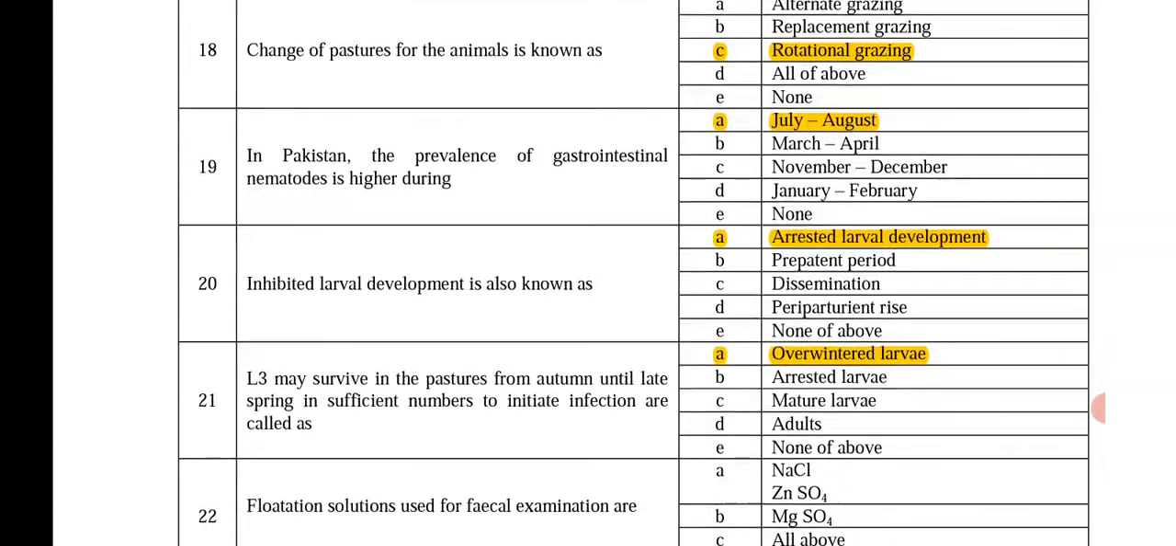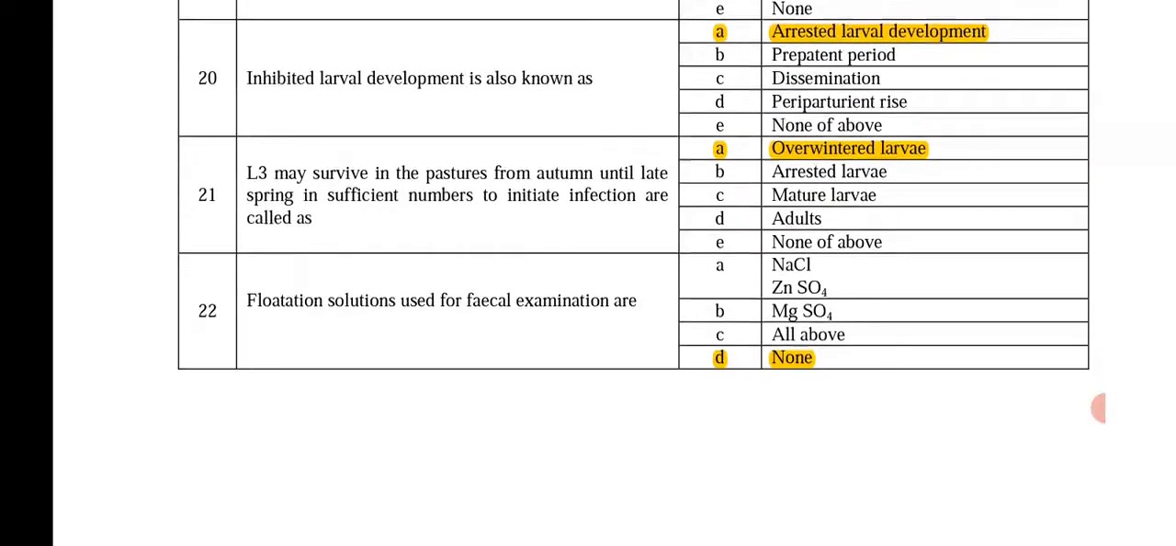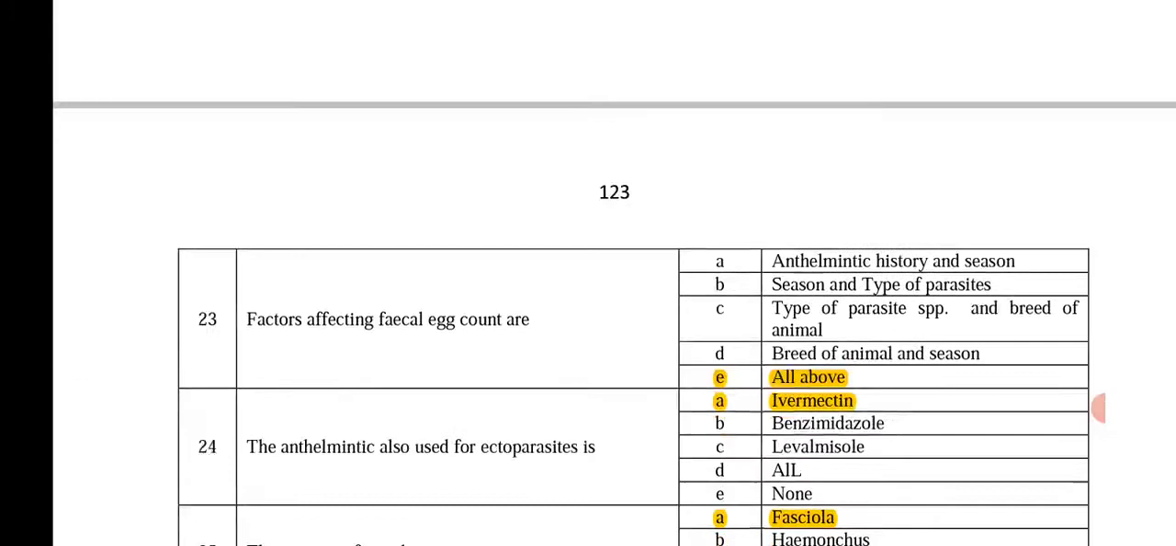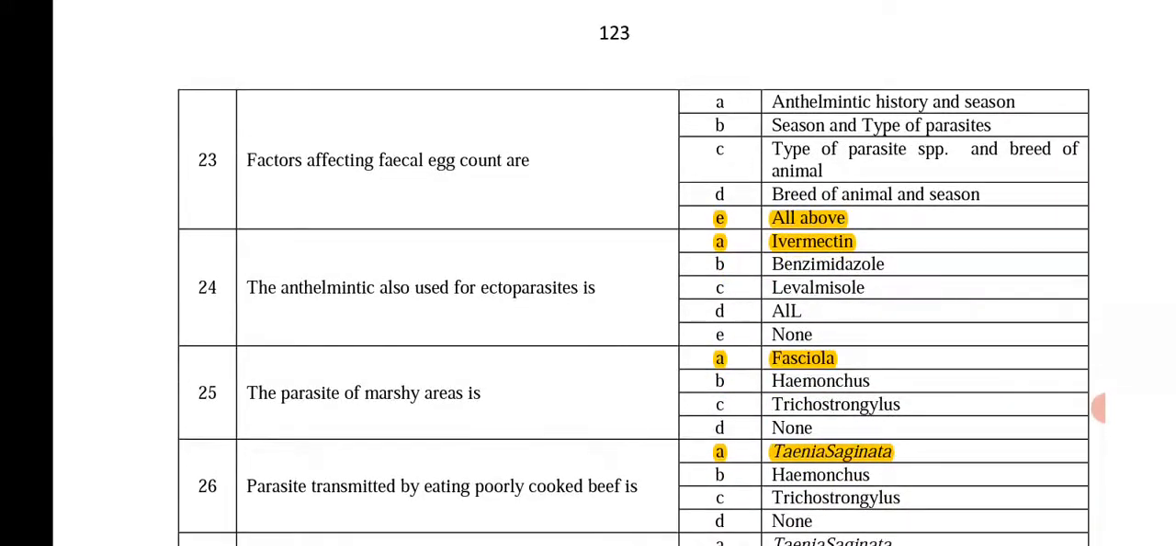In Pakistan, the prevalence of gastrointestinal nematodes is high during July to August. Inhibited larval development is known as arrested larval development. Larva 3 may survive in the pasture from autumn until late spring. Insufficient number to initiate infection are called overwintered larvae. Flotation solutions used for fecal examination are none. Factors affecting fecal egg count are all of the above: anthelmintic history, season, type of parasites, species and breed of animal.